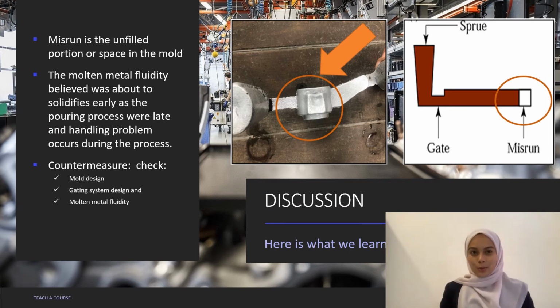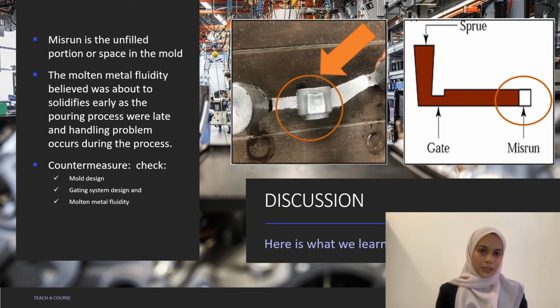Hi, I am Nurul Afika binti Zulkifli and I am going to present our discussion. Our part, which is the steering knuckle, has a defect at the side of the part, which is called a misrun. Misrun is an unfilled portion or empty space in the mold.